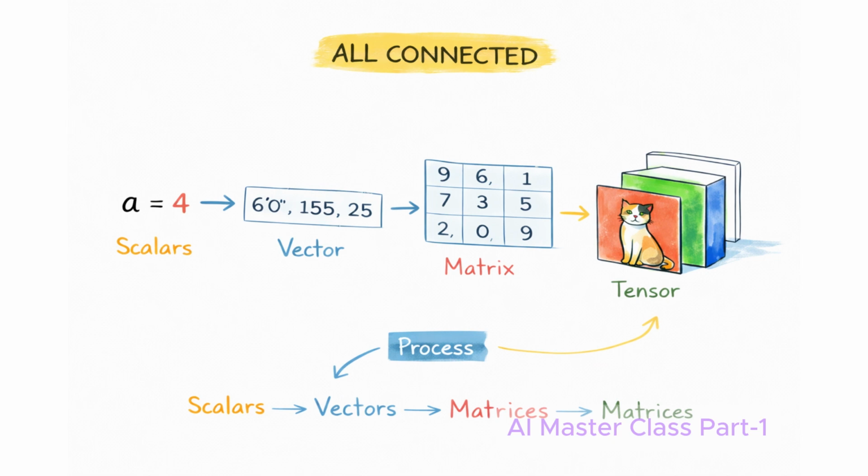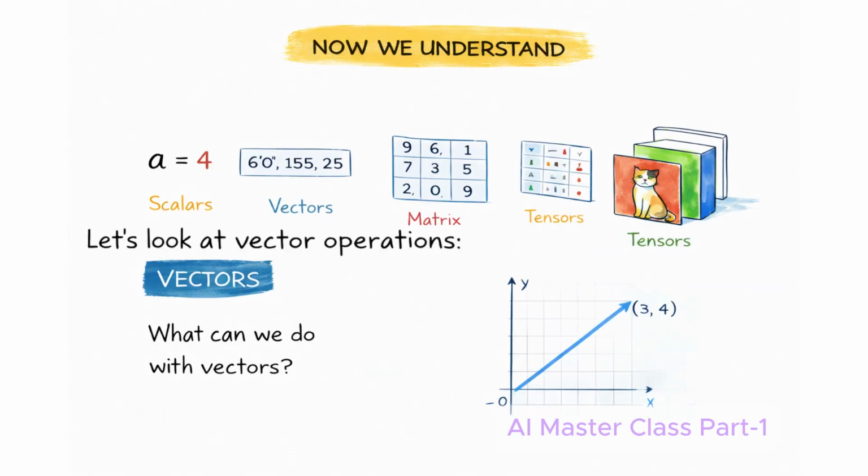And this is why shapes and dimensions matter so much. If you know what shape your data has and how it flows from vectors into matrices and then into tensors, you already understand a big part of how machine learning models work under the hood. Now that we understood what all these concepts are, let us move ahead and see what we can do with them, starting with vectors.